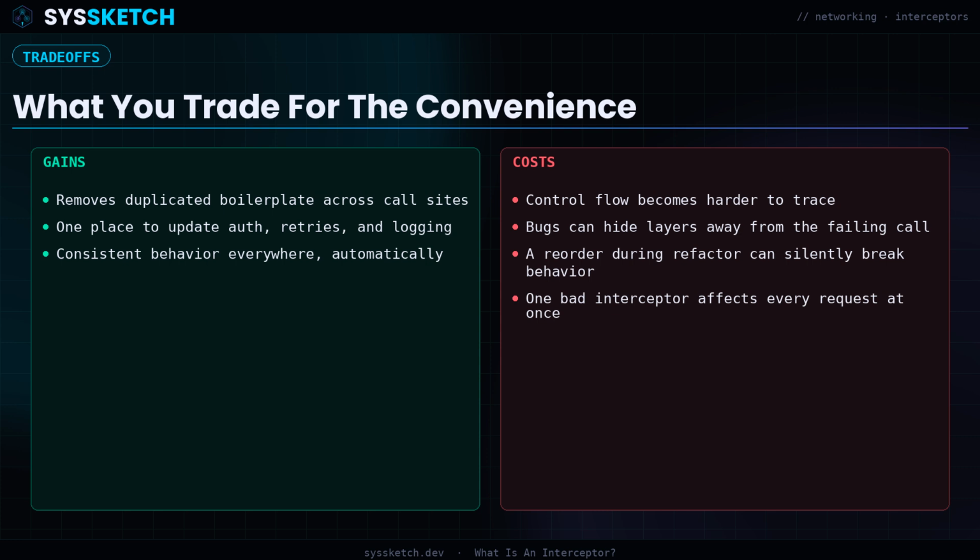Used well, interceptors remove huge amounts of duplication and keep cross-cutting concerns consistent. Used carelessly, they turn straightforward request logic into something you can no longer trace by reading the code that made the call.